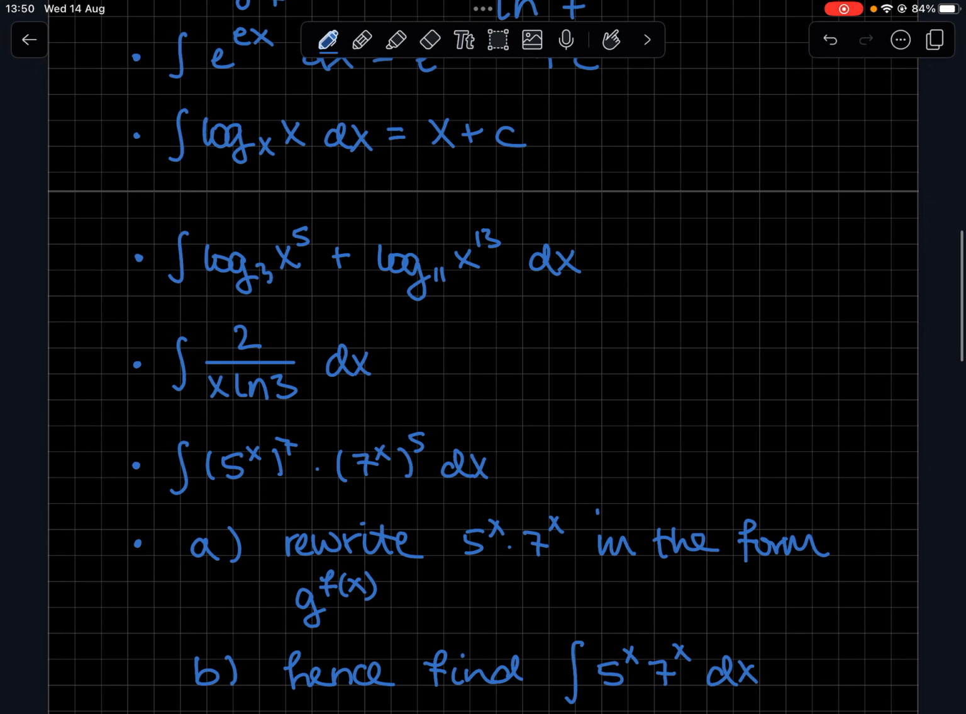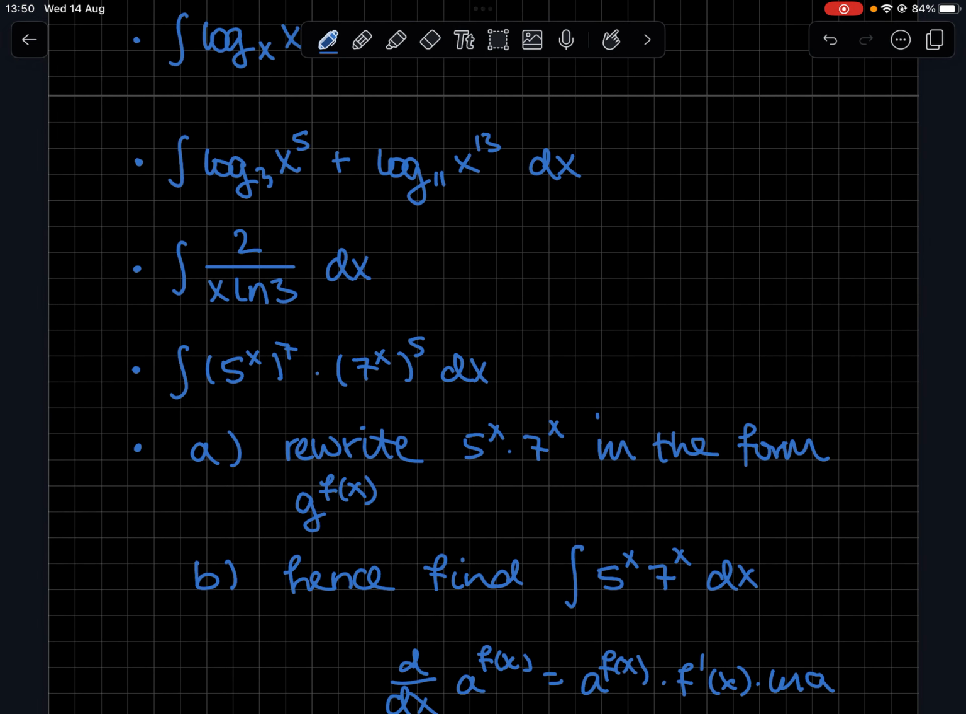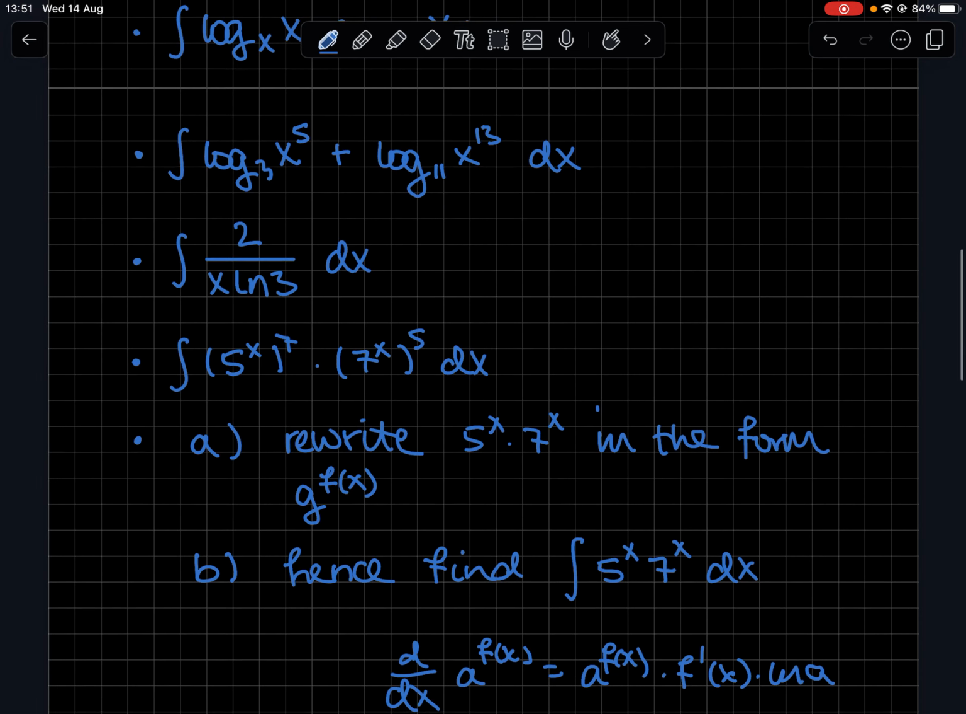Next one, we have the integral of 2 over x ln 3. Now, what you can do is pull these constants, 2 and ln of 3, outside of the integral, and then you just have the integral of 1 over x, which is, of course, the natural logarithm of x. Right? The integral of 1 over x dx is ln x. Don't use the reverse power rule and write this as x to the power of minus 1. Don't do that. This is the natural logarithm of x plus c. So you can bring these 2 and ln of 3 outside since they are constants.